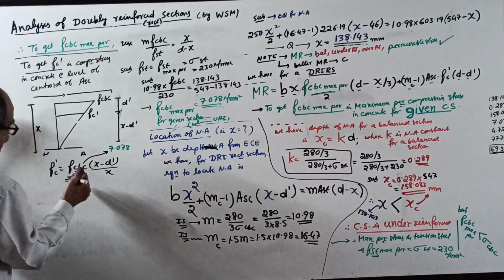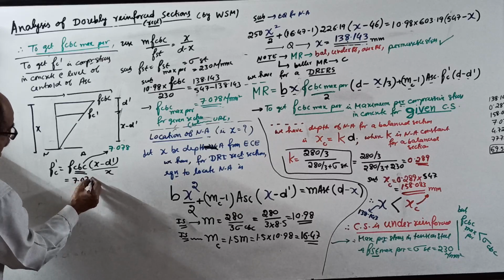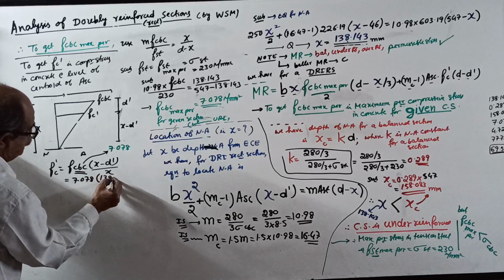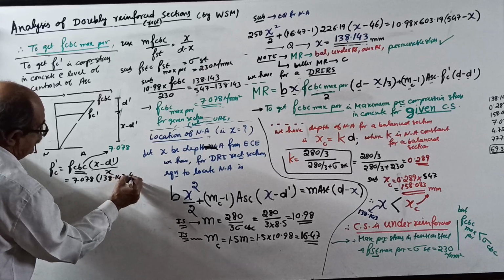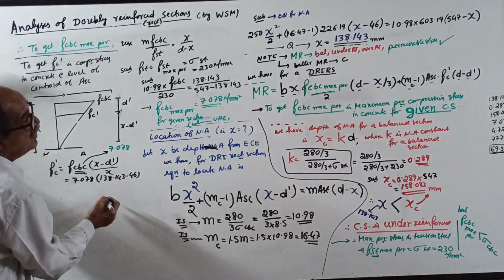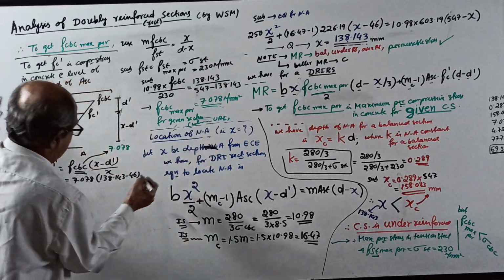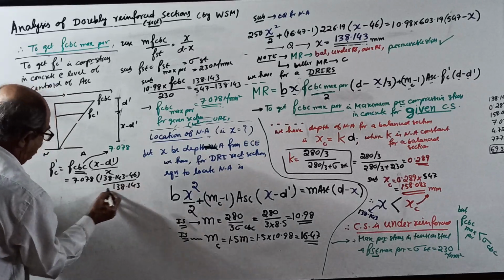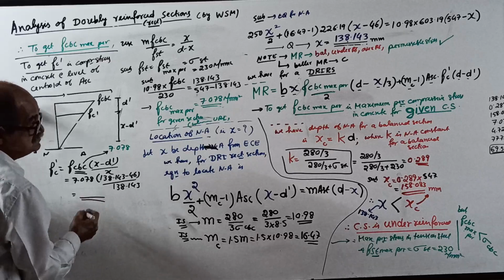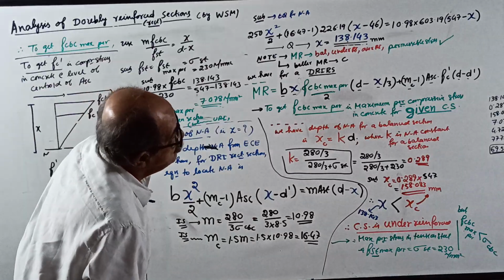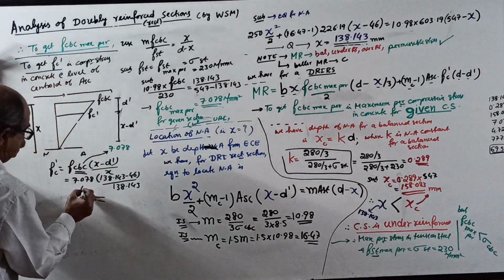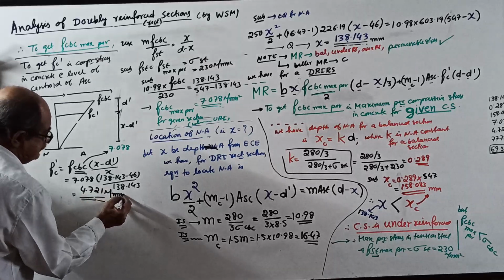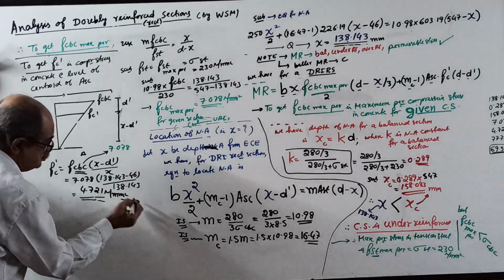7.078 into 138.143 minus 46, correct? Yes, correct. Divide by 138.143, your FC dash will come 4.721 Newton per mm square. This is the stress right here. This is the stress. You should write.